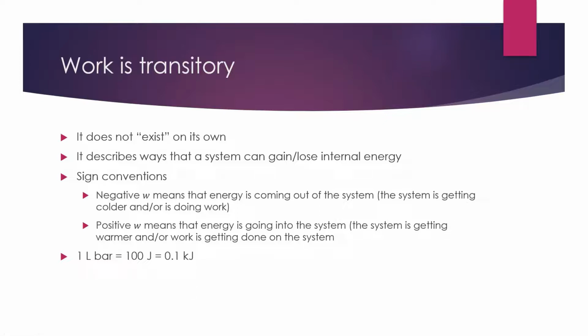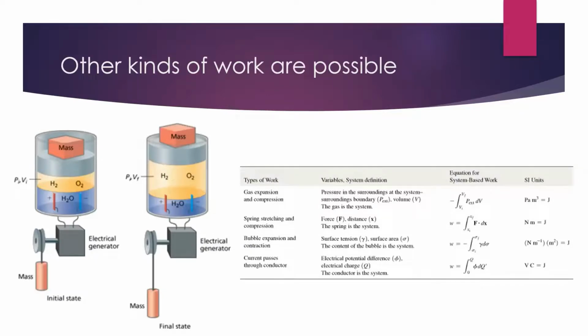I'll just briefly show here that there are other kinds of work that are possible. For this first part of class, we're going to be focusing exclusively on expansion work, so negative PdV here. However, we will go over in the next month or so different kinds of work like stretching, bubble expansion, and then electrical work. So we'll see these as well, but we're not going to talk about them too much yet.